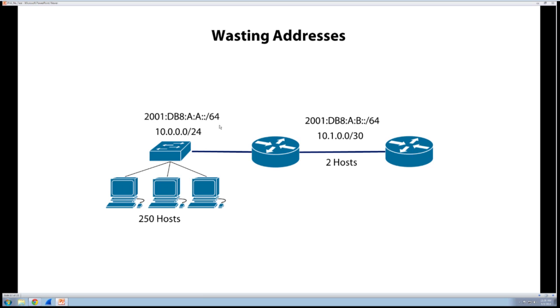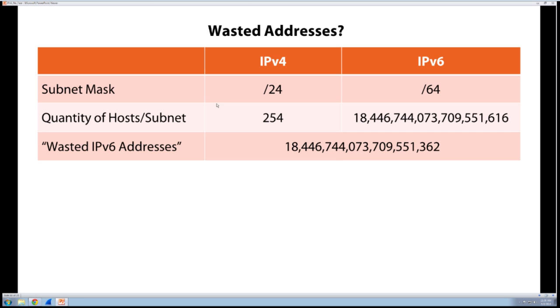All right, so here, if we look at this and we draw a little chart, my /24 mask for IPv4 gave me 254 hosts. My /64 mask for IPv6 gave me 18 quintillion hosts. If I subtract 254 from 18 quintillion, I get 18.446 quintillion wasted addresses. The rest of these numbers are not even relevant because we have 18.446 quintillion addresses.